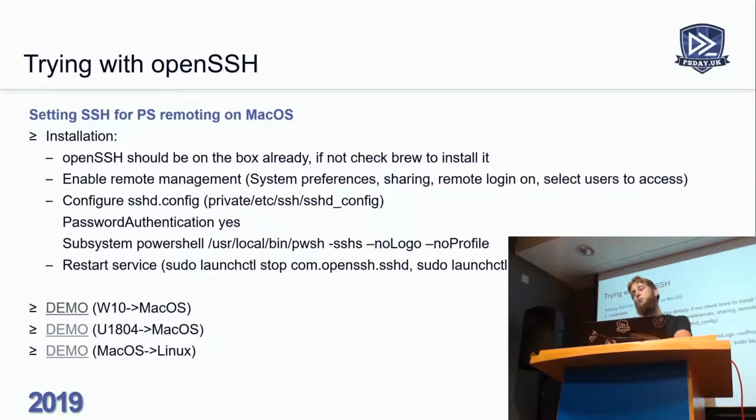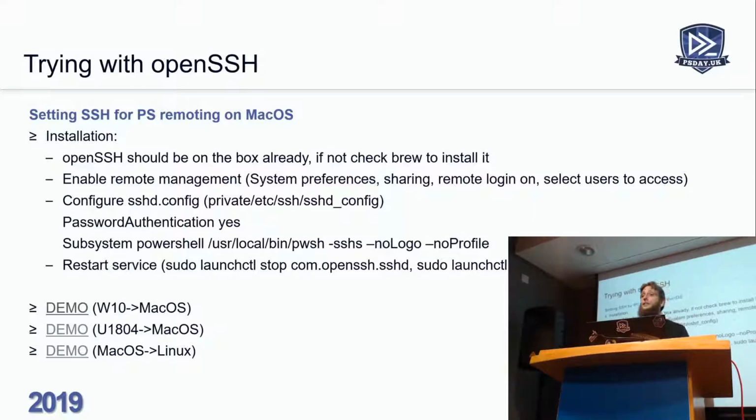No demo here because it will be demoed here. So the same thing for macOS. OpenSSH should be already installed. If not, check to install it with brew, or what's the other package? There's another tool that you could use. You have to enable remote management. This can be done by just clicking in the system preferences, which is actually what I did because I'm faster in clicking than in learning if I only have to do it one time.